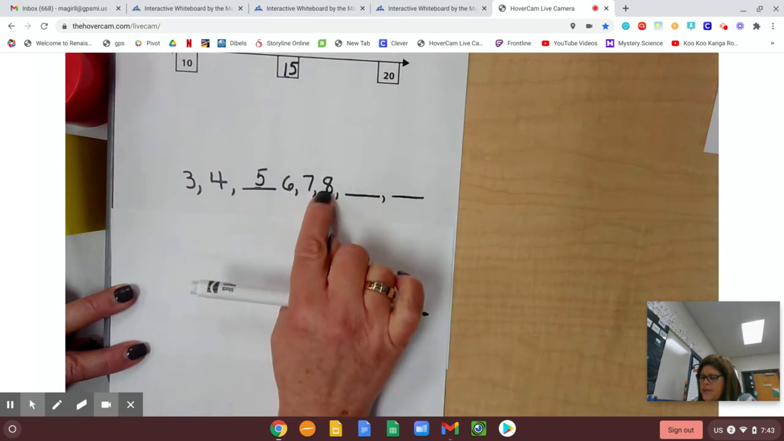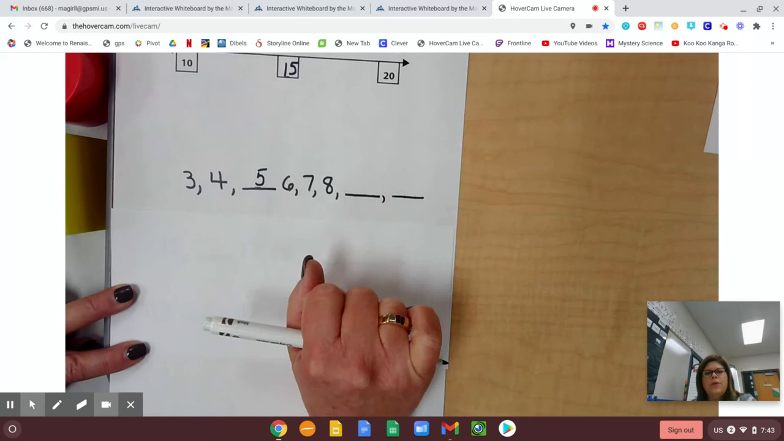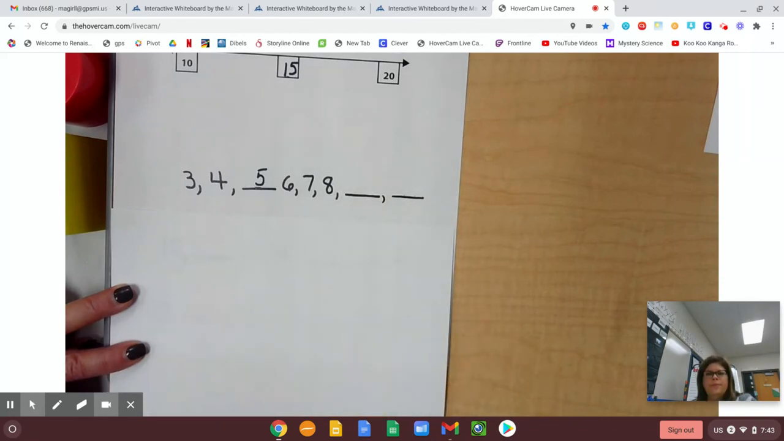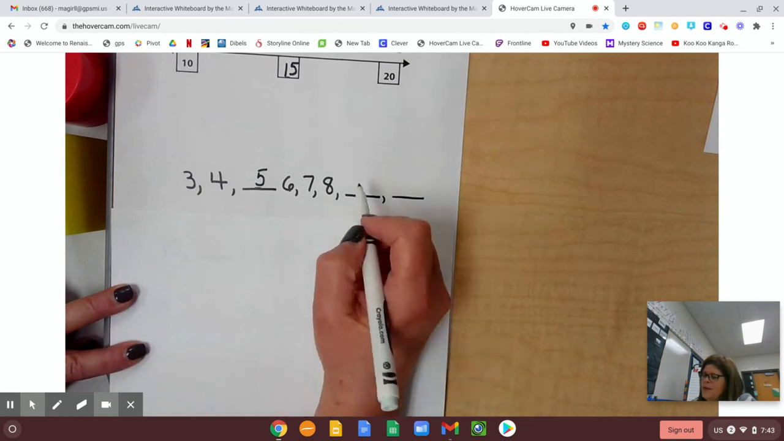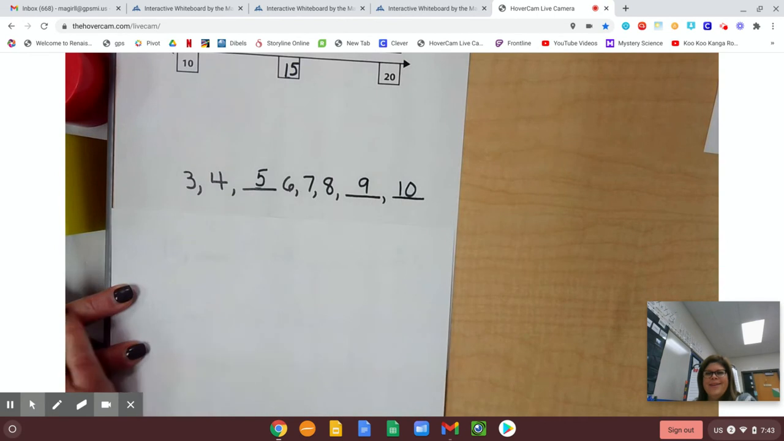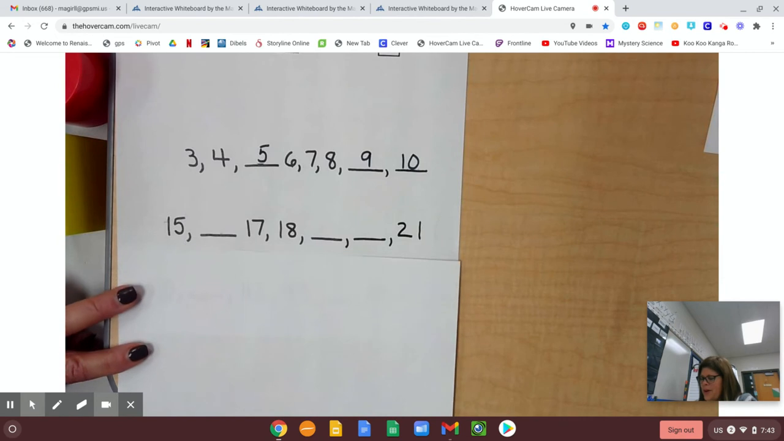Then 6, 7, 8. You write the last two numbers. See if you can do one more and one more. Check your answer. 9 and 10. Yes, good job. Okay, the next one.